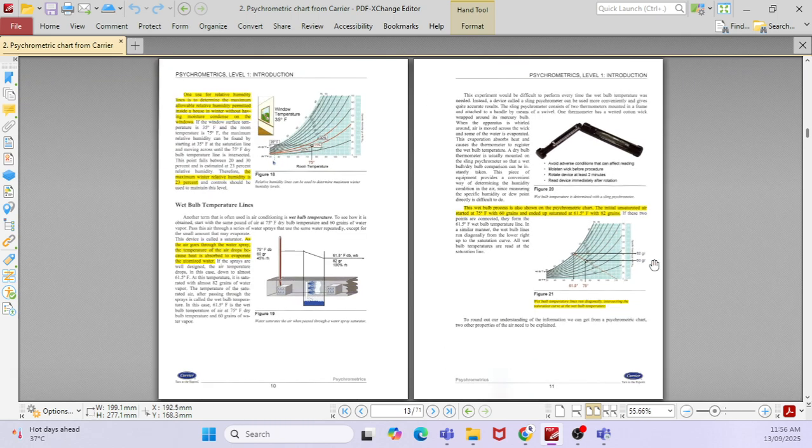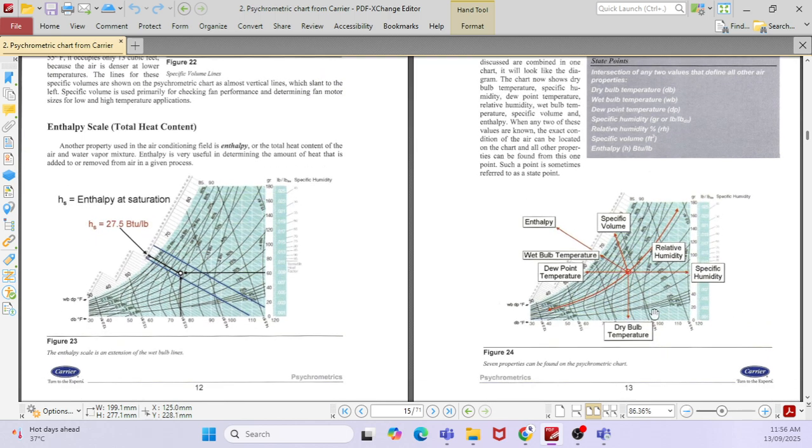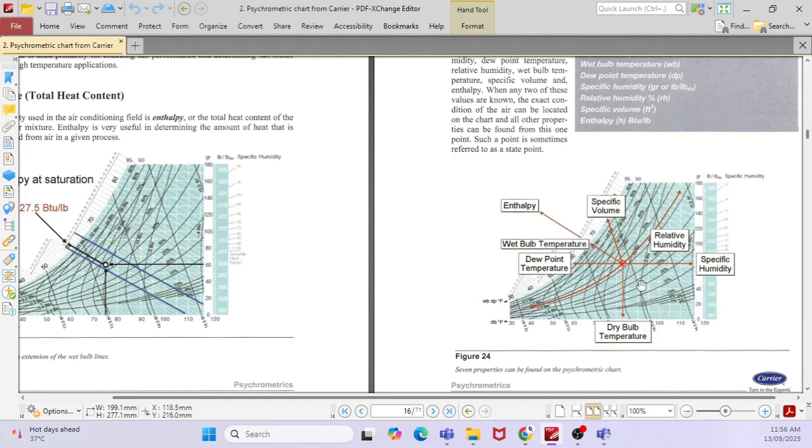Also you will understand what a specific volume is. Specific volume is the inverse of density, and it tells how much water vapor is in that particular volume. Enthalpy is nothing but the energy, how much energy you have. By this one state point you can read the psychrometric chart. If you know two points, you can get all the other points: specific volume, enthalpy, wet bulb temperature, dew point temperature, relative humidity, specific humidity, dry bulb temperature. Can you understand all these items first?